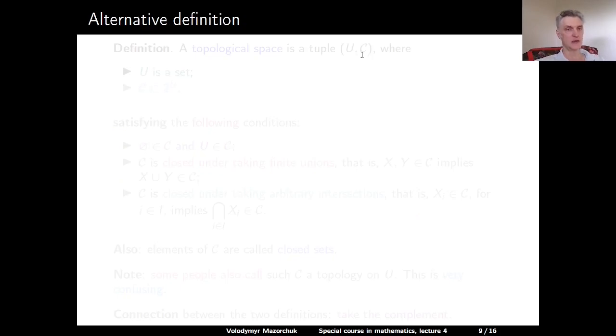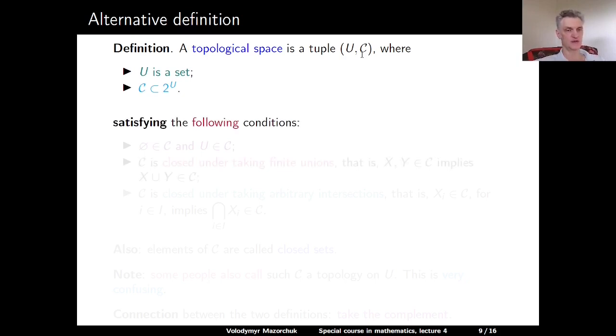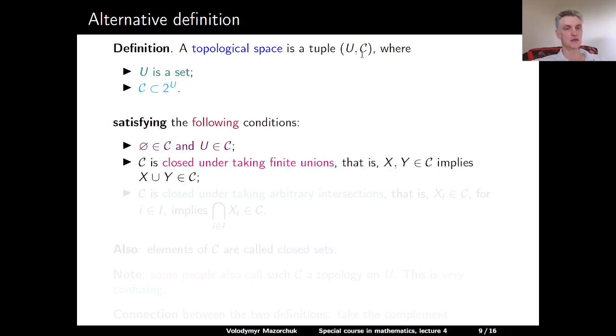Great. This allows us to give an alternative definition of a topological space using closed sets. So a topological space is a tuple which consists of some set U and a collection C of subsets of U satisfying the following conditions. Both the empty set and the whole of U belong to this collection C. C is closed under taking finite unions, so if we have two elements in C, their union is in C. And C is closed under taking arbitrary intersections.